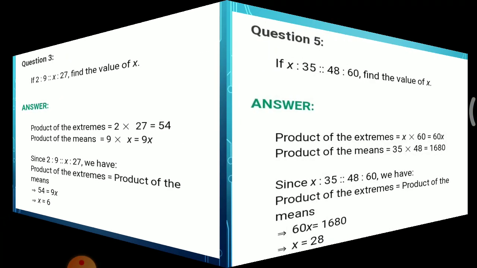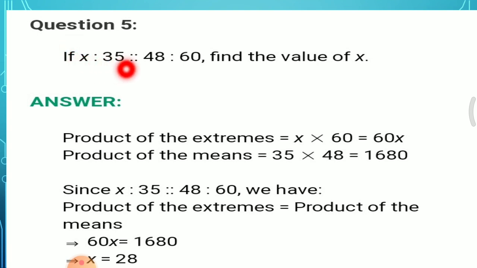Next question: if x ratio 35 is proportion to 48 ratio 60, find the value of x. You do the same: the product of extremes is equal to the product of means. x multiplied by 60 is equal to 35 multiplied by 48. So x multiplied by 60 is 60x, and 35 multiplied by 48 is 1680. Now 60x is equal to 1680, so x is equal to 1680 divided by 60. After that, x is equal to 28.